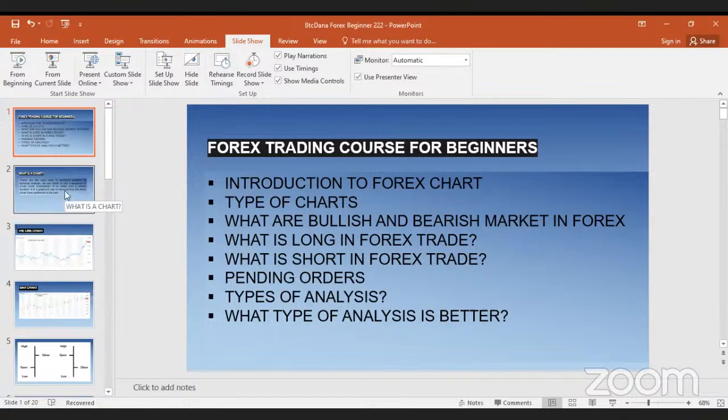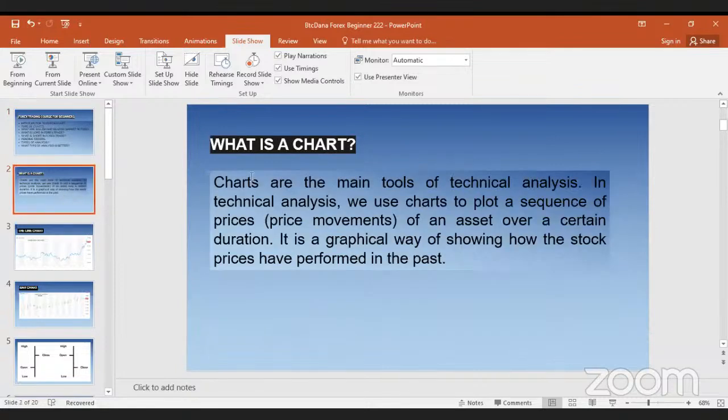Now let's go into our first slide, which is what is a chart. Charts are the main tools of technical analysis. In technical analysis, we use charts to plot a sequence of price, that is price movement, of an asset over a certain duration. So our chart is where we analyze our market.